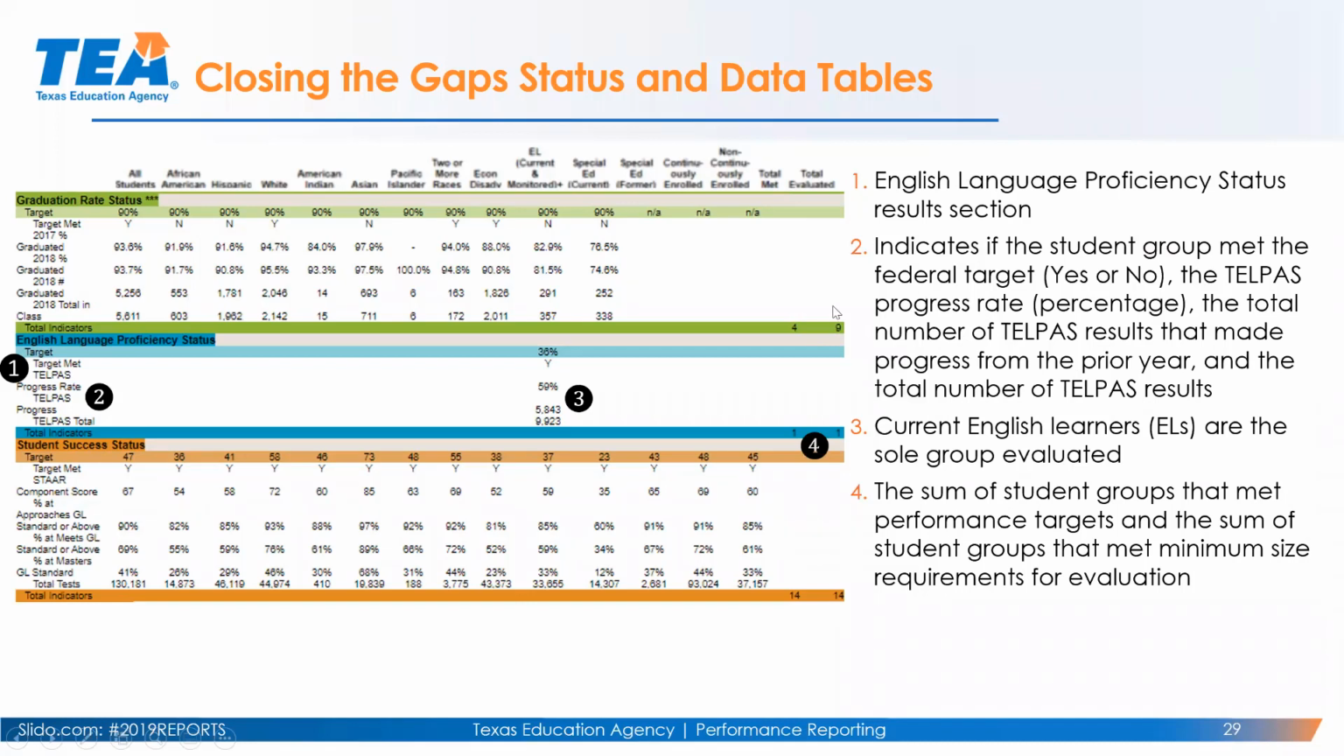For my graduation rate, I'm looking at the total evaluated student groups. I count my yeses and nos because there were enough students to be evaluated. I have 9 student groups that met minimum size criteria. From there, I have 4 that met the federal targets.